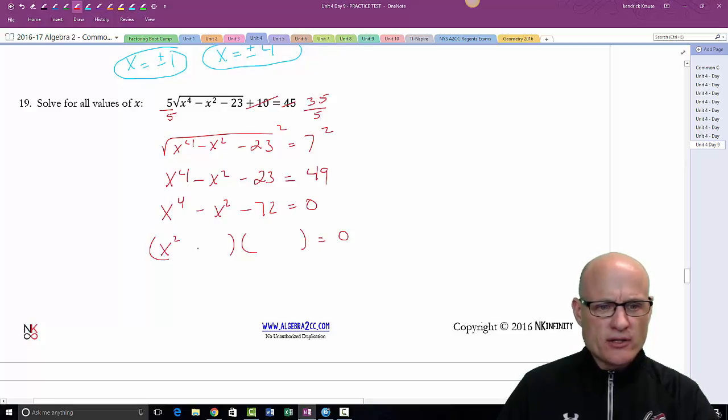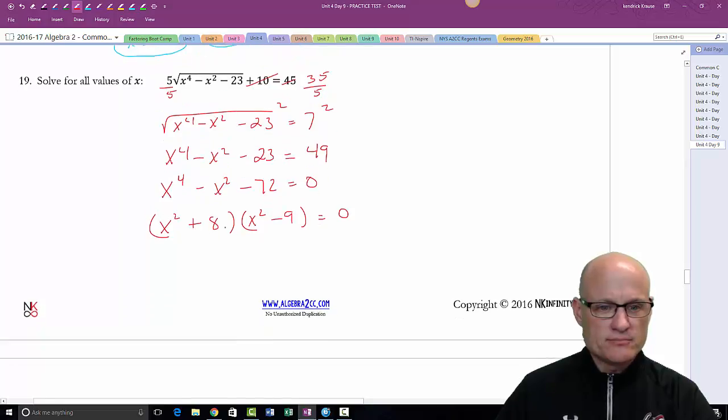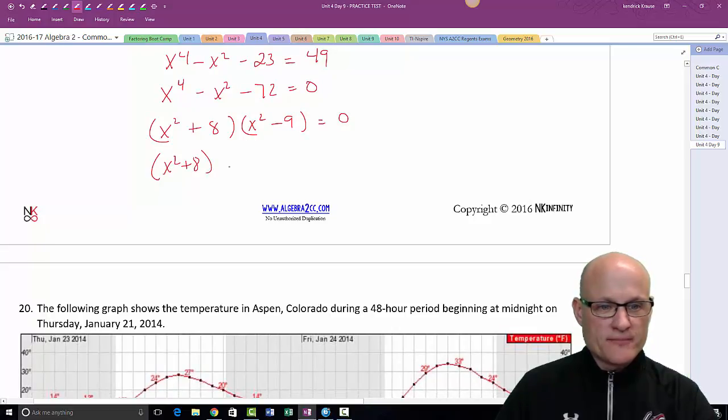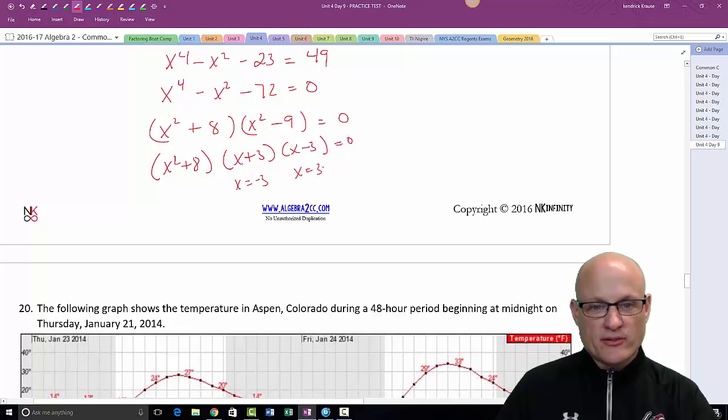X squared minus 9, x squared plus 8. So this one's going to be weird. So I'm going to finish this one. X squared plus 8, x plus 3, x minus 3 equals 0. So this one I get x equals negative 3. This one I get x equals positive 3.